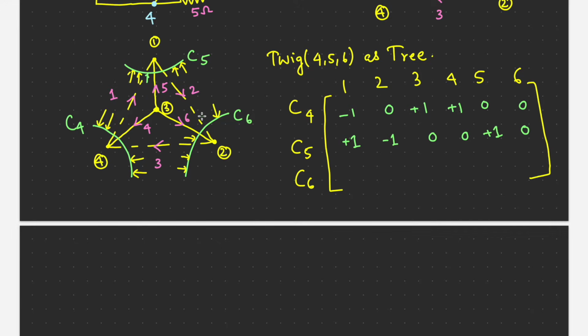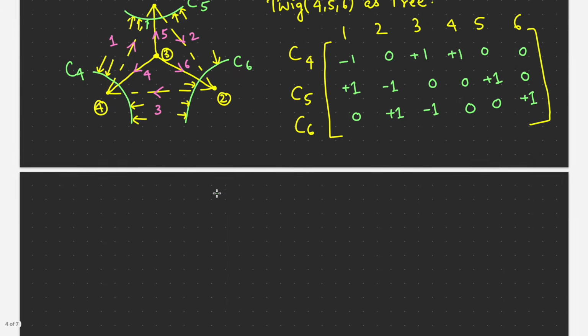Now cut number 6, the involved branches are 2, 6 and 3. 6 will be positive, 2 will be positive because 6 and 2 are in the same direction as the cut. So 2 is +1, 6 is +1 and 3 is -1. The remaining are 0, which are not connected.